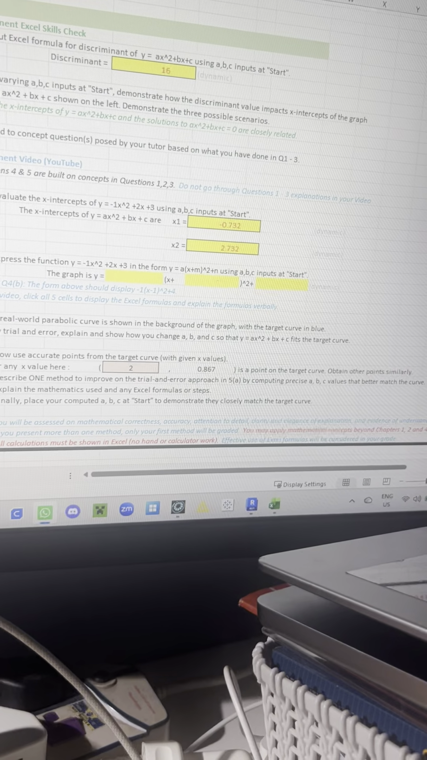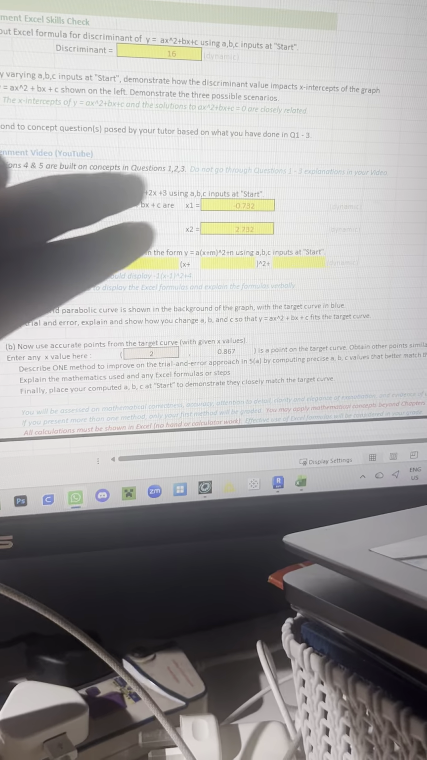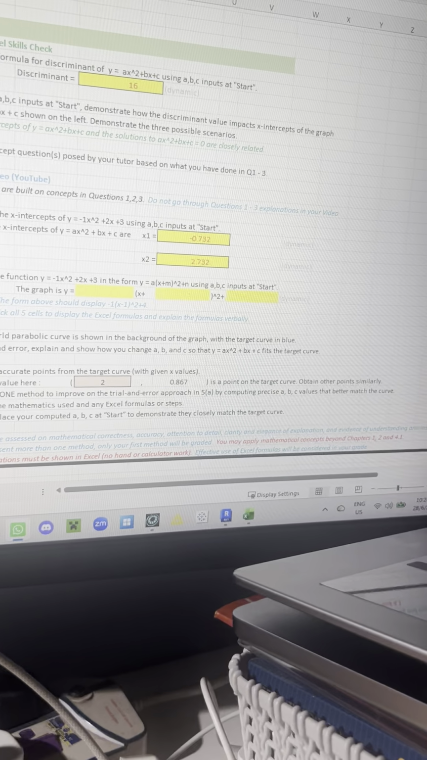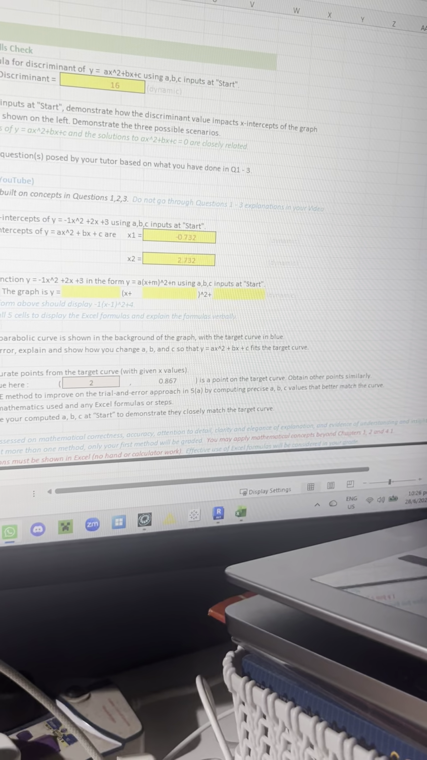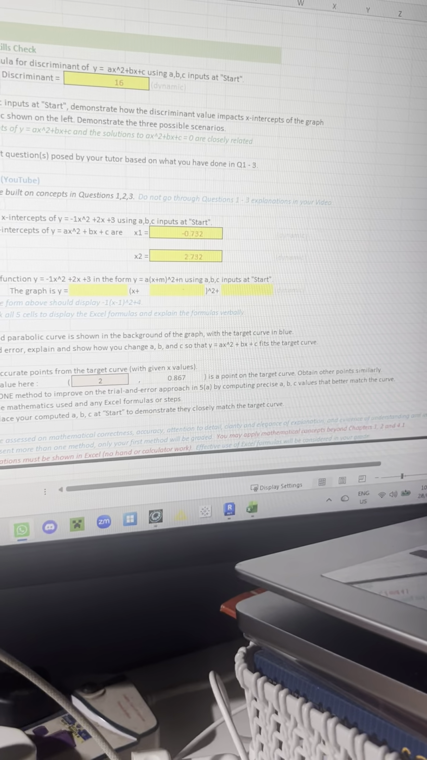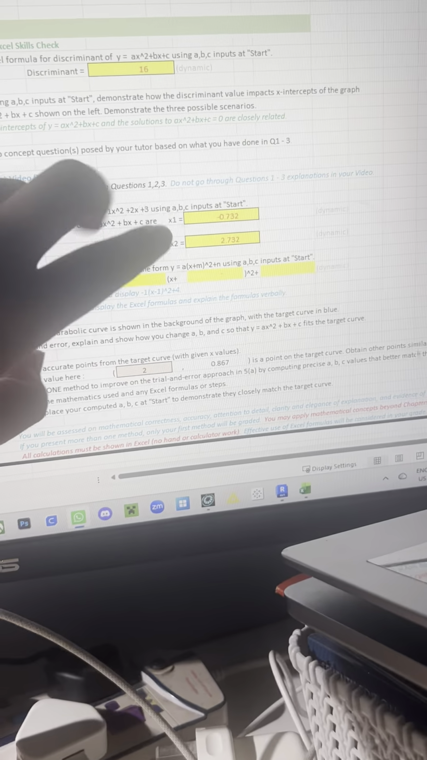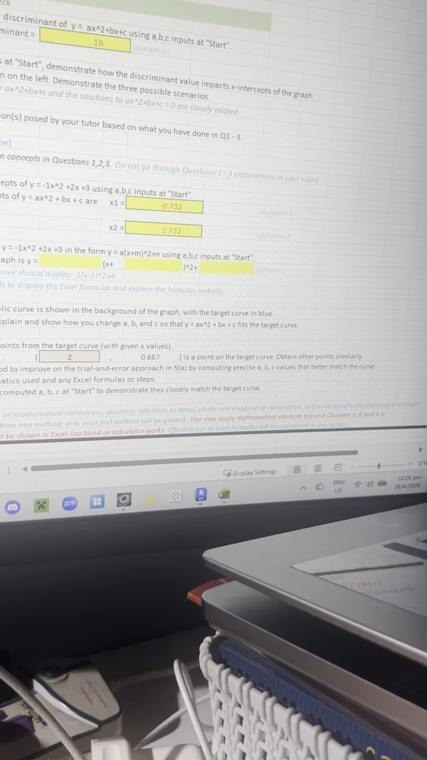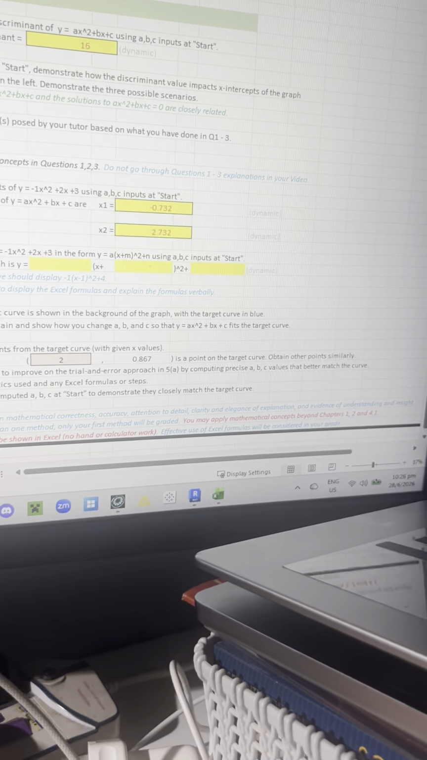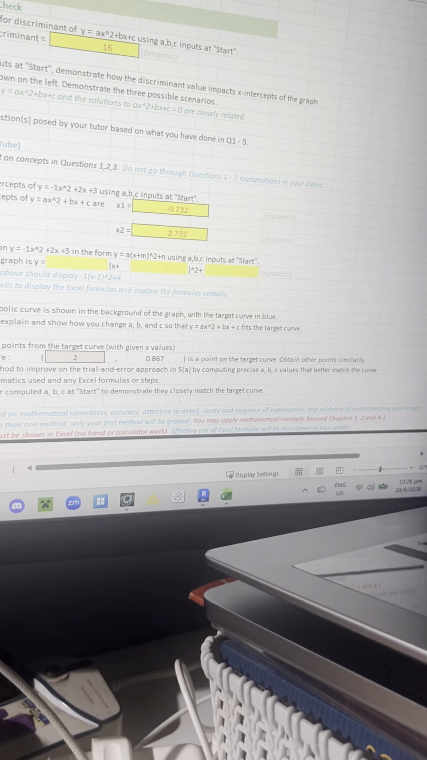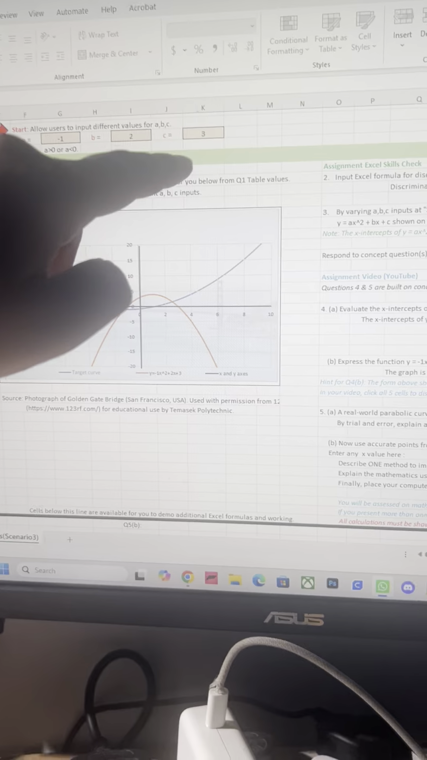The formula automatically calculates the discriminant, which is over here. If the discriminant is positive, then the sheet updates x1 and x2, which are these two. So they will adjust the values constantly whenever I change my inputs, the inputs that are up in these numbers here.